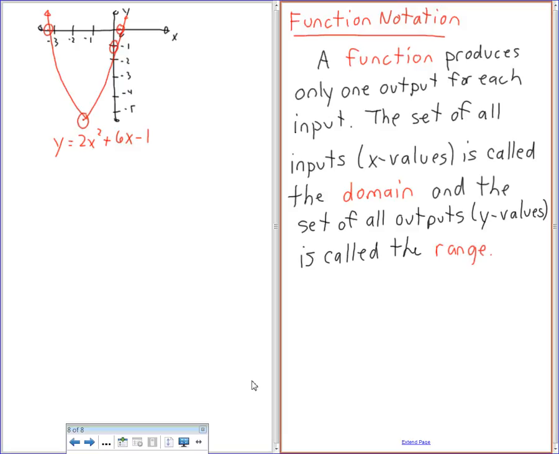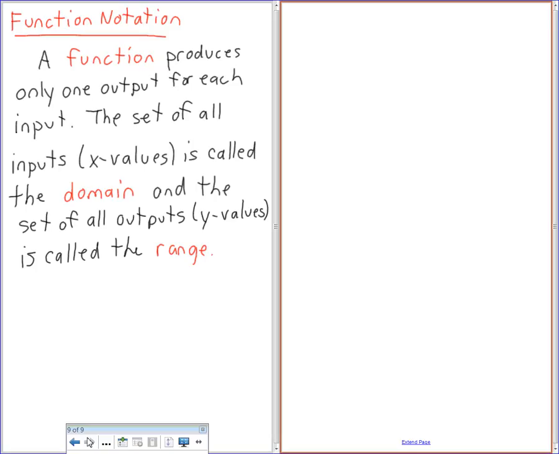It says here a function produces one output for each input. What that means is if I plug x equals 3 into a function, you're only going to get one y value out. So an example of things that are functions for equations are going to be something like y equals x squared. If I plug in 3 or 4 or negative 18, there's only one answer that comes out.